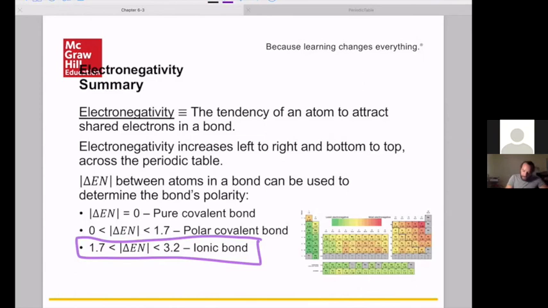Okay. And again, if it's 0, so basically the two atoms have to be identical, that would be a pure covalent bond. And what that means is that electrons are being shared perfectly evenly. If it's between 0 and 1.7, you have this unequal distribution of electrons, so one atom has more electron density on it than another atom. And above that 1.7, it's an ionic bond, and that unequal distribution is completely unequal. One atom has the electrons, the other one doesn't.